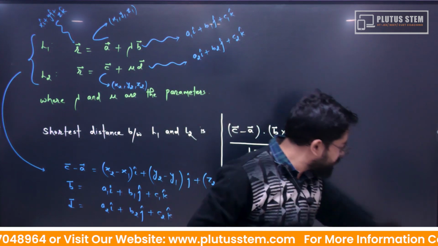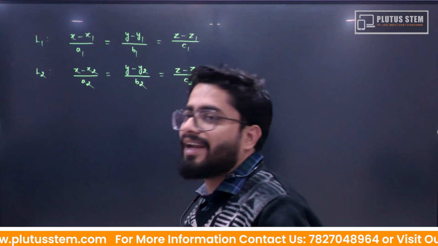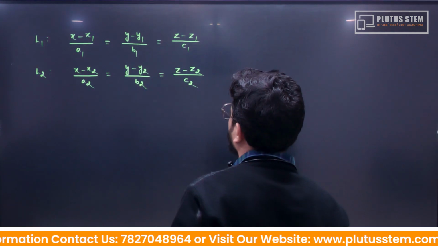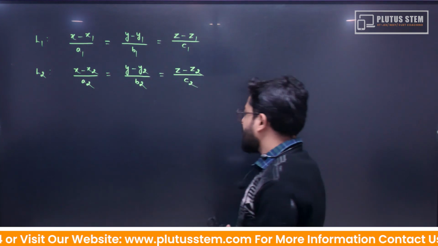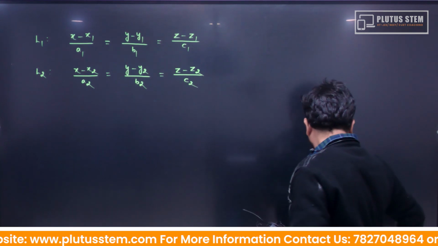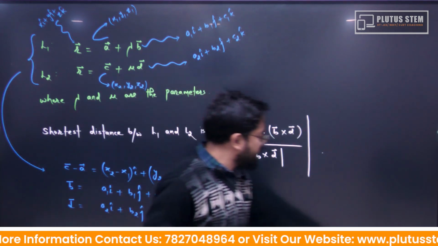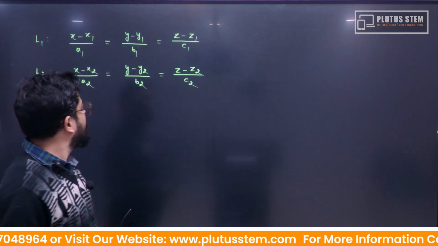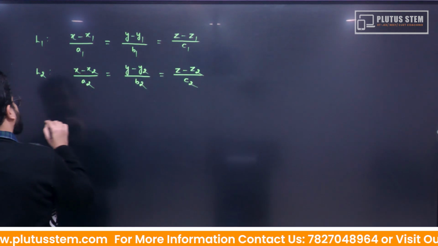Similarly, for the second line, you can say (x minus x2) divided by A2 is equal to (y minus y2) divided by B2 and (z minus z2) divided by C2. So this is the Cartesian form. Now, for the shortest distance, just calculate B cross D and take the dot product with C vector minus A vector. So I am calculating B cross D here.